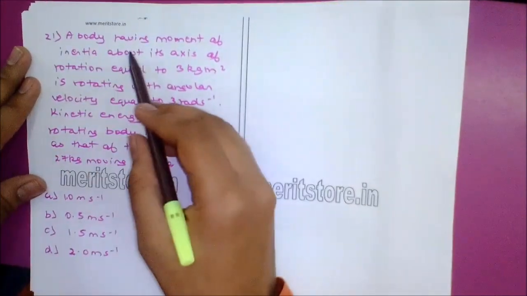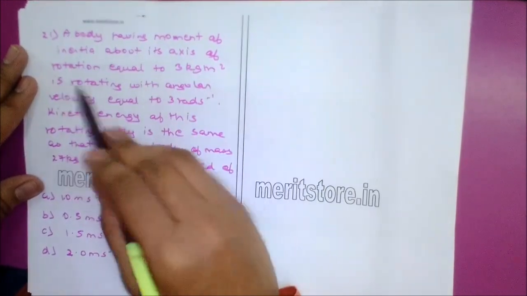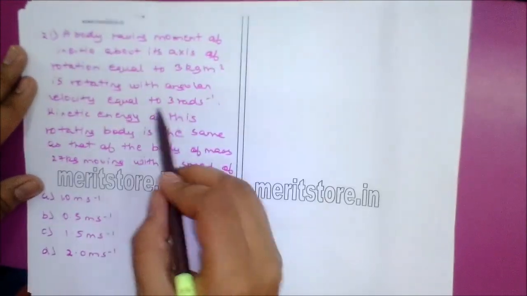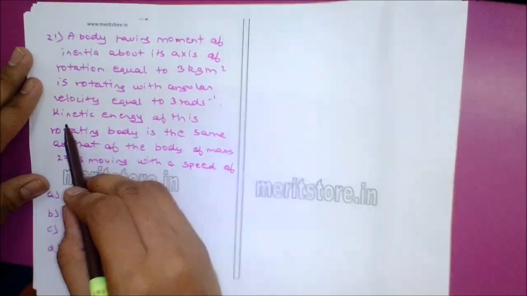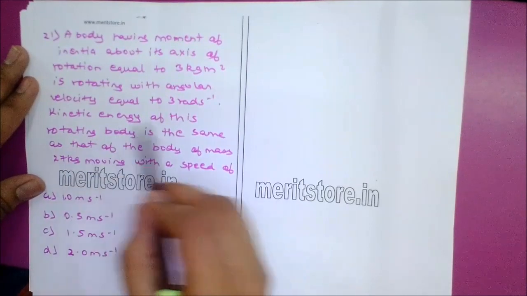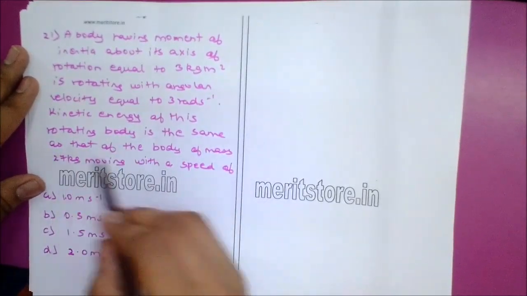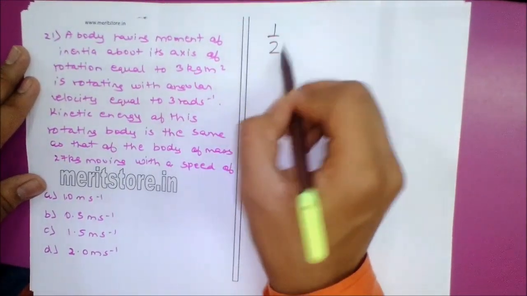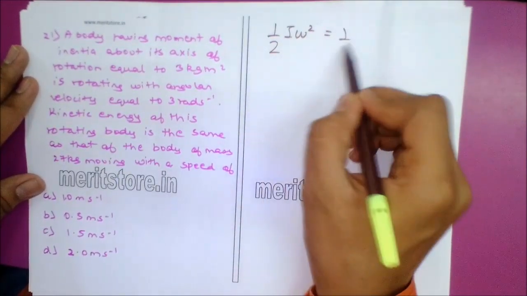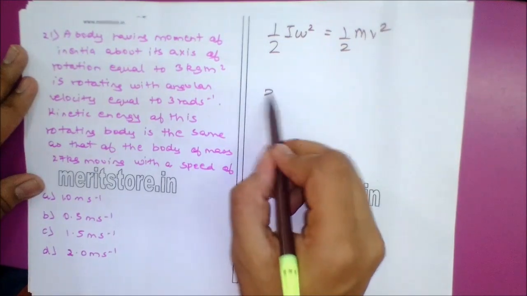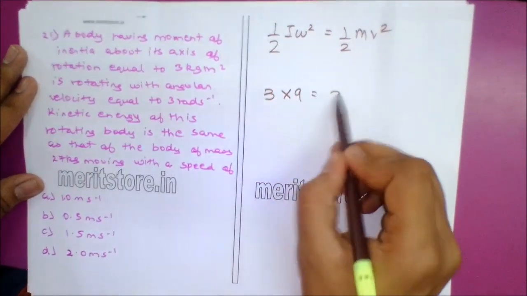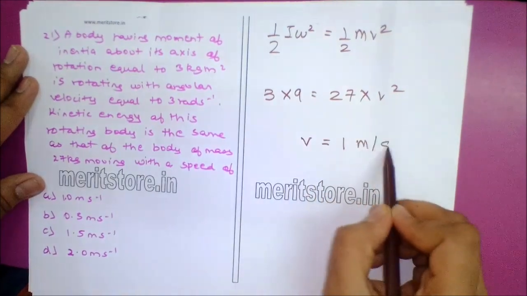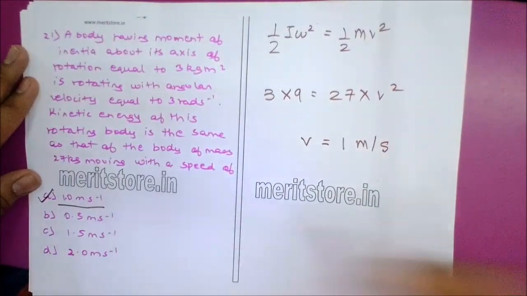Question 21. A body having moment of inertia about its axis of rotation equal to 3 kg meter square is rotating with angular velocity equal to 3 radians per second. The kinetic energy of this rotating body is the same as that of a body of mass 27 kg moving with a speed of... Now half I omega square is equal to half m v square, which is 3 into 9 is equal to 27 into v square. The value for v is equal to 1 meter per second. So option E, 1 meter per second, is the correct answer.